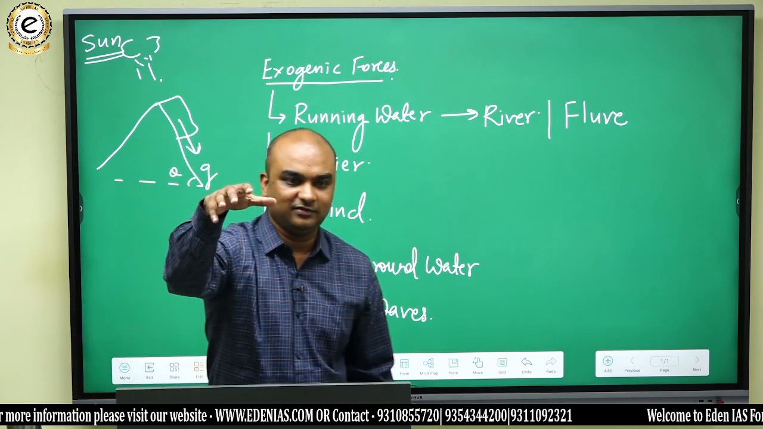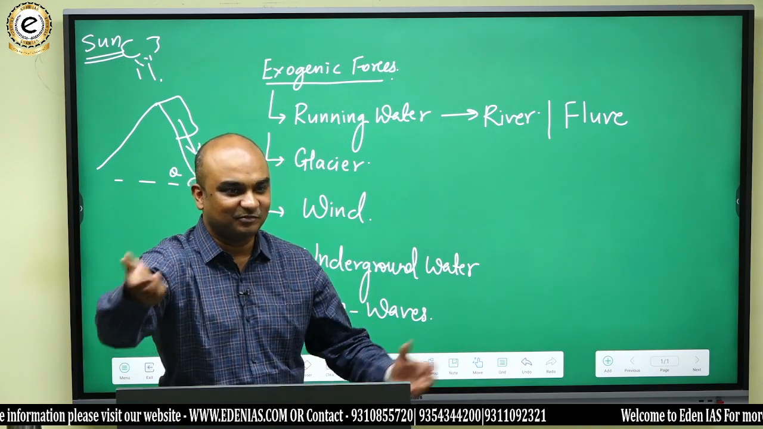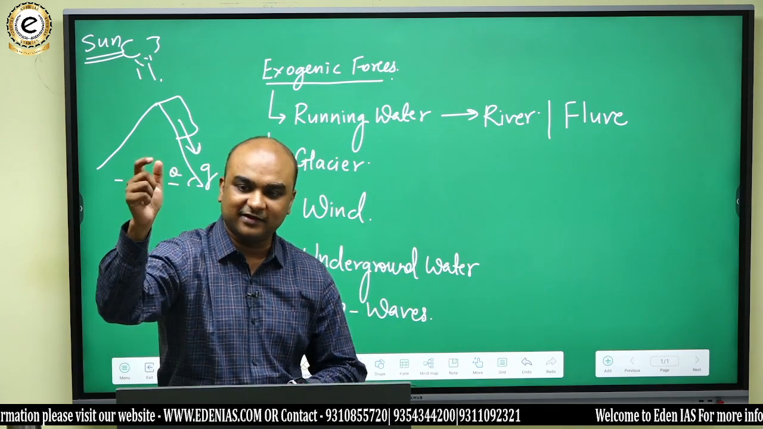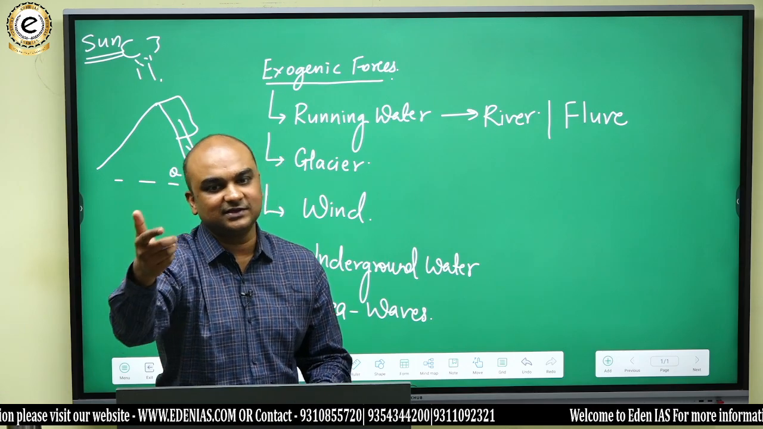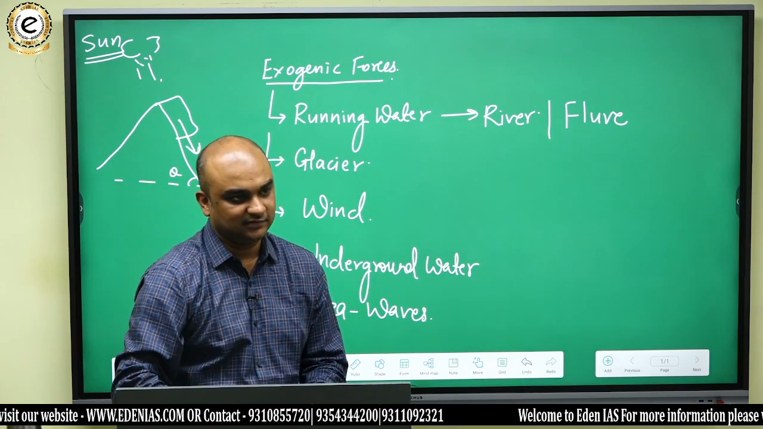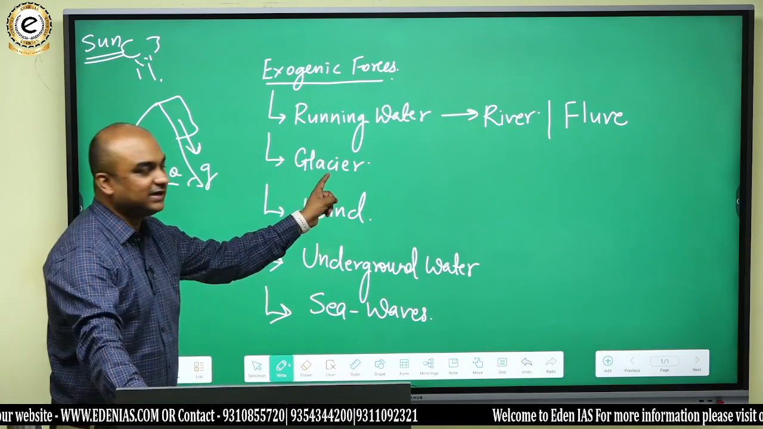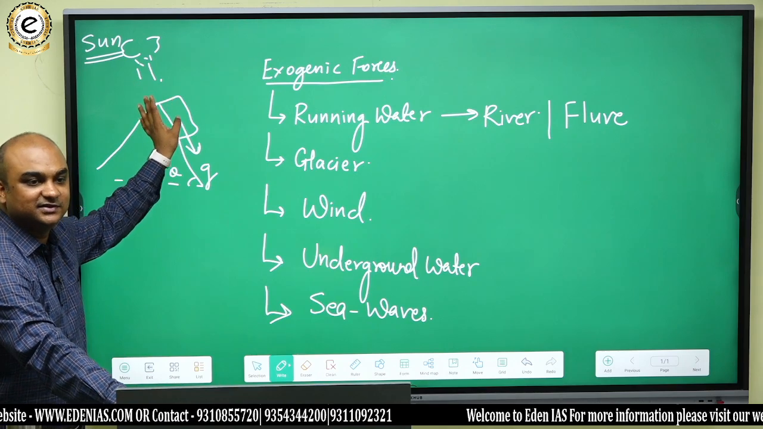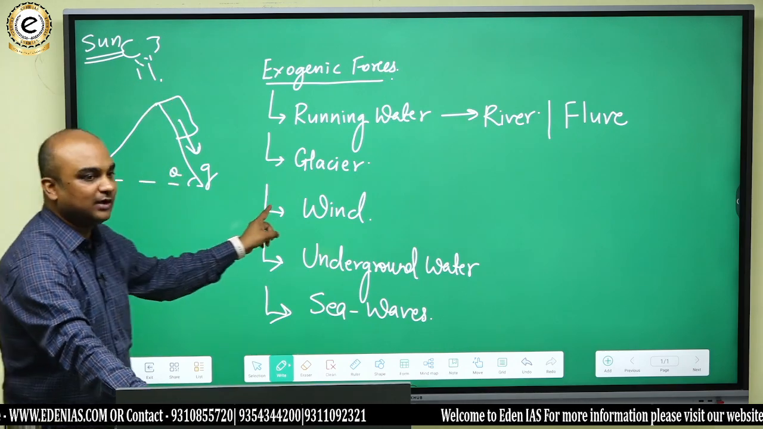Now, how was this glacier formed? Due to snowfall. Snowfall is from where? From clouds. Clouds is from where? Condensation. Condensation is due to what? Evaporation. Evaporation is caused by what? Sun. So be it running water or glacier, which is the ultimate source of energy? Do you understand that?